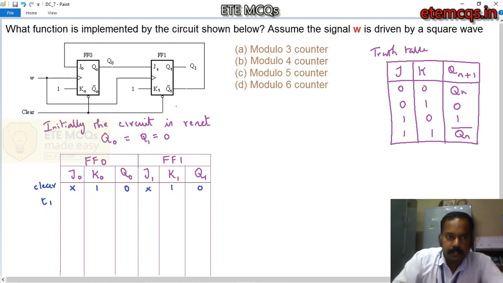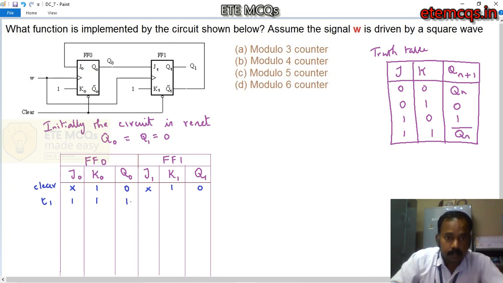Q1 bar is given as input to J0, which means that J0 is 1 because Q1 is 0, so Q1 bar is 1. And we already know that K0 is tied to 1 forever, so this is 1. So you have 1 and 1. During the first trigger, J0 is 1, K0 is 1. From the truth table, we know that the present state is toggled. The present state is 0, so upon toggling, 0 becomes 1. So you get a 1 here.